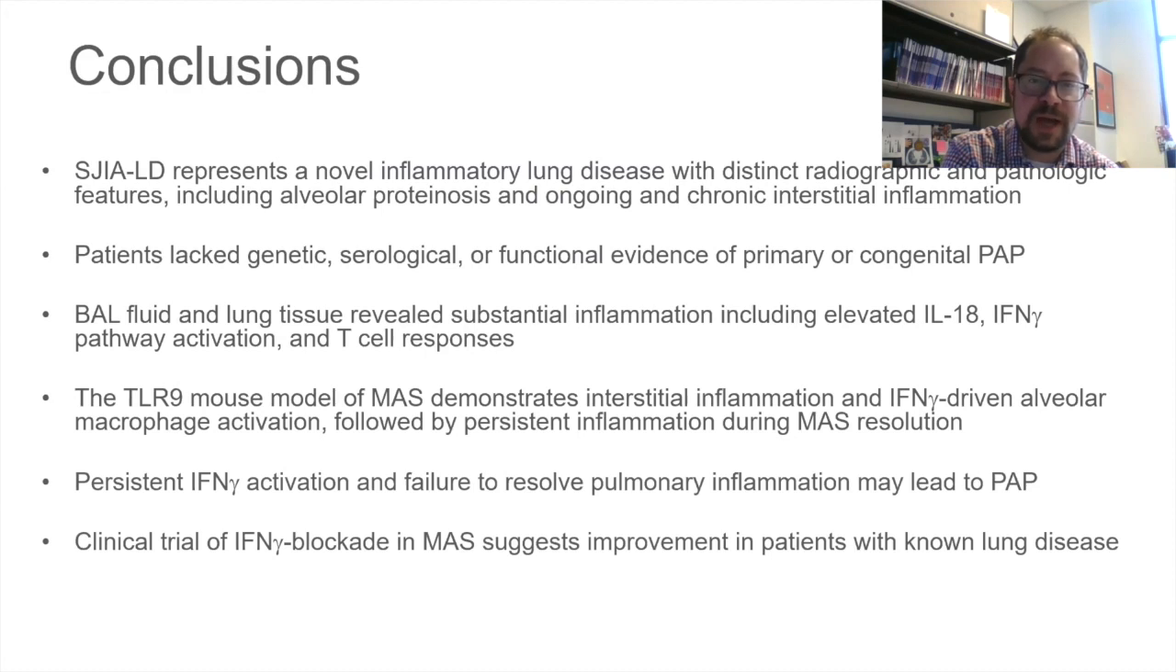To summarize, what we see in lung disease in systemic JIA is this alveolar PAP-type phenotype, which suggests to us dysfunctional alveolar macrophages. We propose that a lot of that inflammation is driven by excessive interferon gamma activation, and this represents a potential target for the disease.